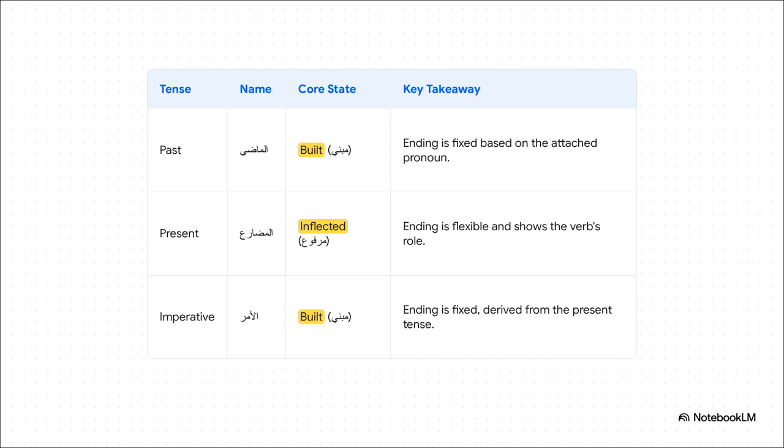Look at the pattern. The past tense is built. It's rigid. The imperative is built. It's also rigid. And right in the middle, you have the present tense, which is inflected or flexible. The code is basically built, inflected, built. Once you see that pattern, it all starts to make sense.